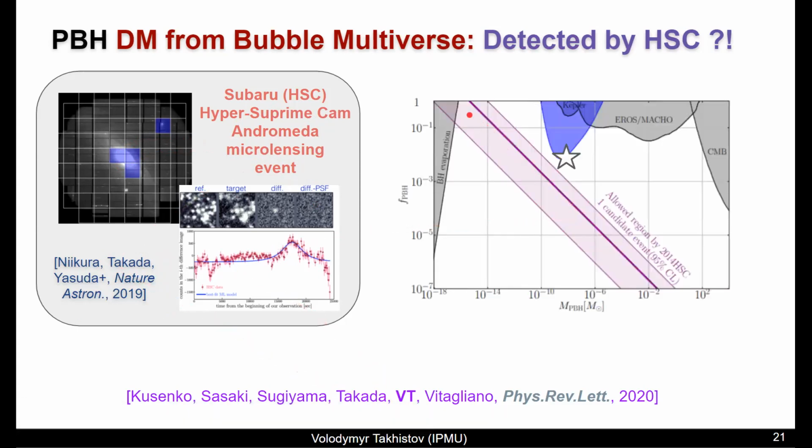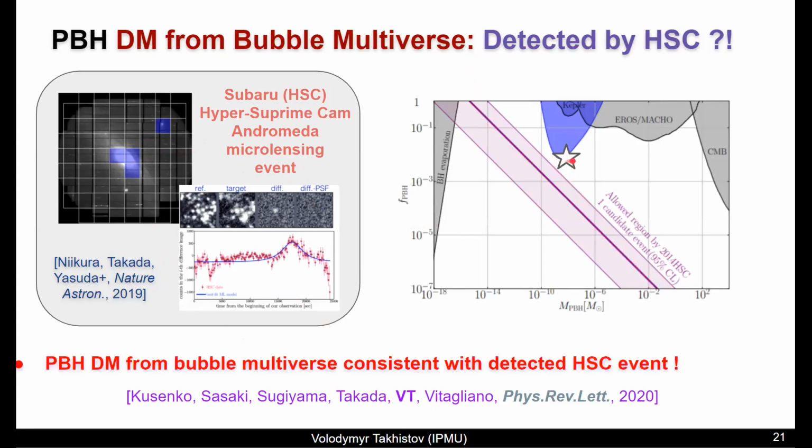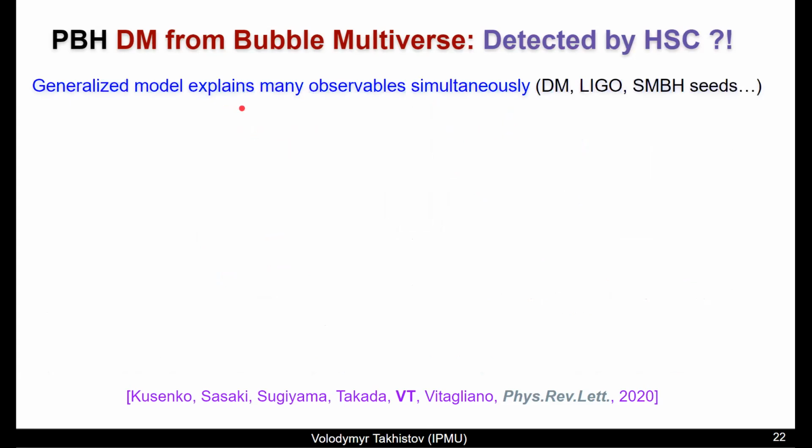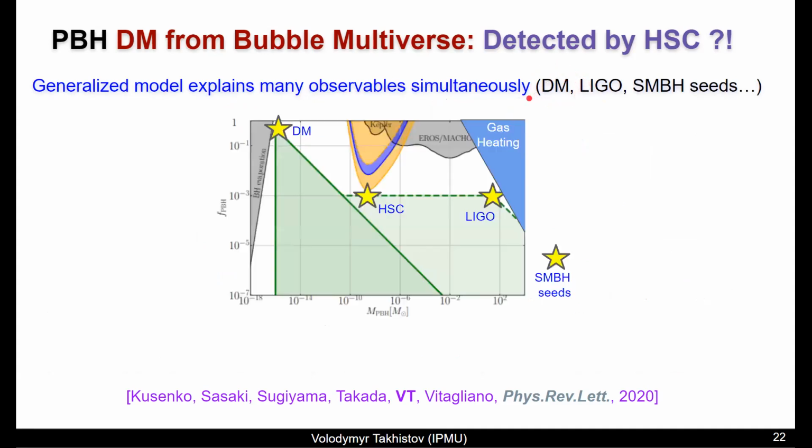And what is very interesting is that this very broad mass distribution from this general bubble multiverse scenario, which is this line right here, is consistent with the HSC candidate event right here and accounts for all of dark matter. So this is a very exciting possibility. And in fact, one can do a little bit more. If one can generalize the model, one can simultaneously explain a variety of observables beyond just dark matter and HSC. In particular, in a generalization of this model of formation, you can have a more complicated shape like this and simultaneously explain dark matter, HSC, LIGO events, and seeds of supermassive black holes.